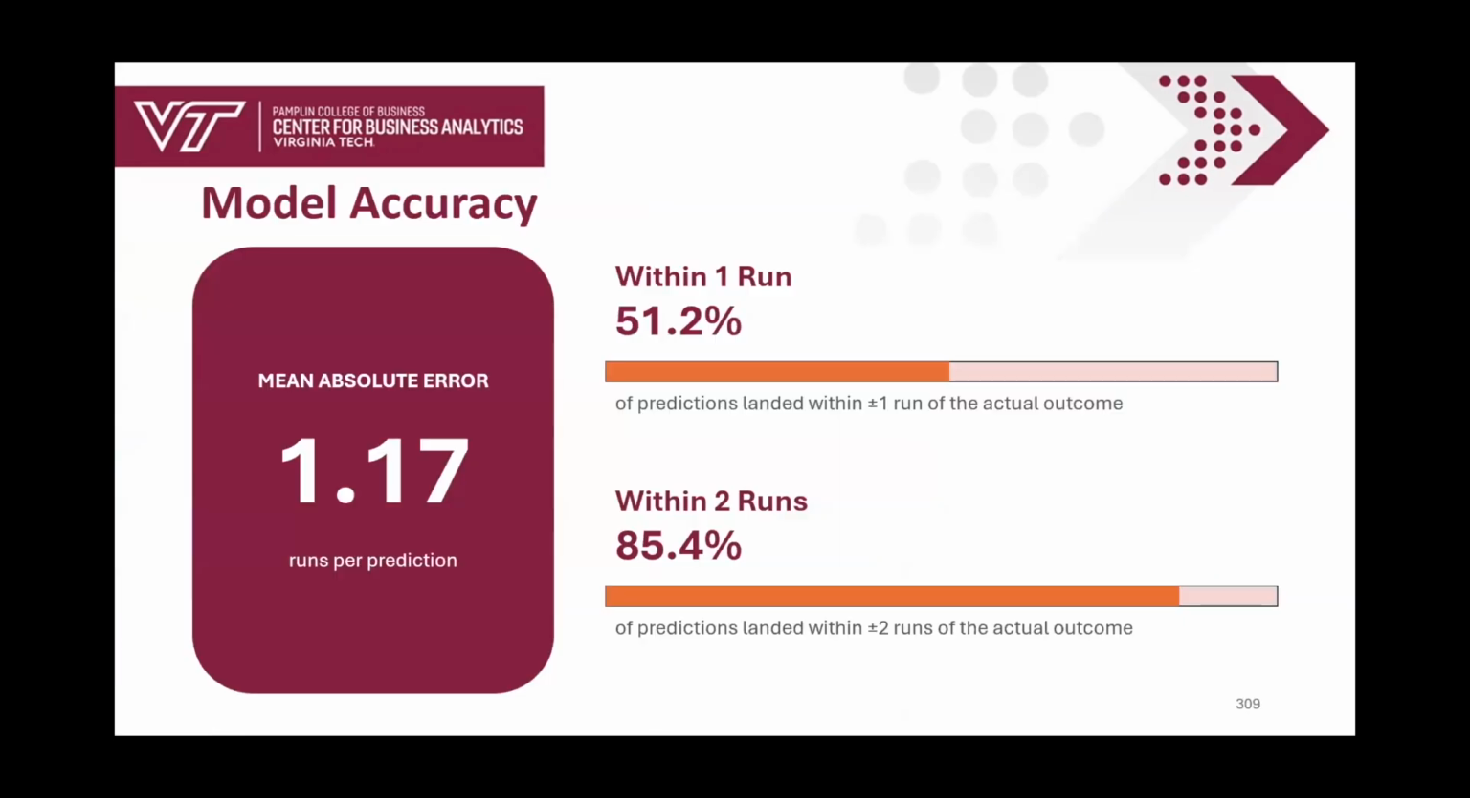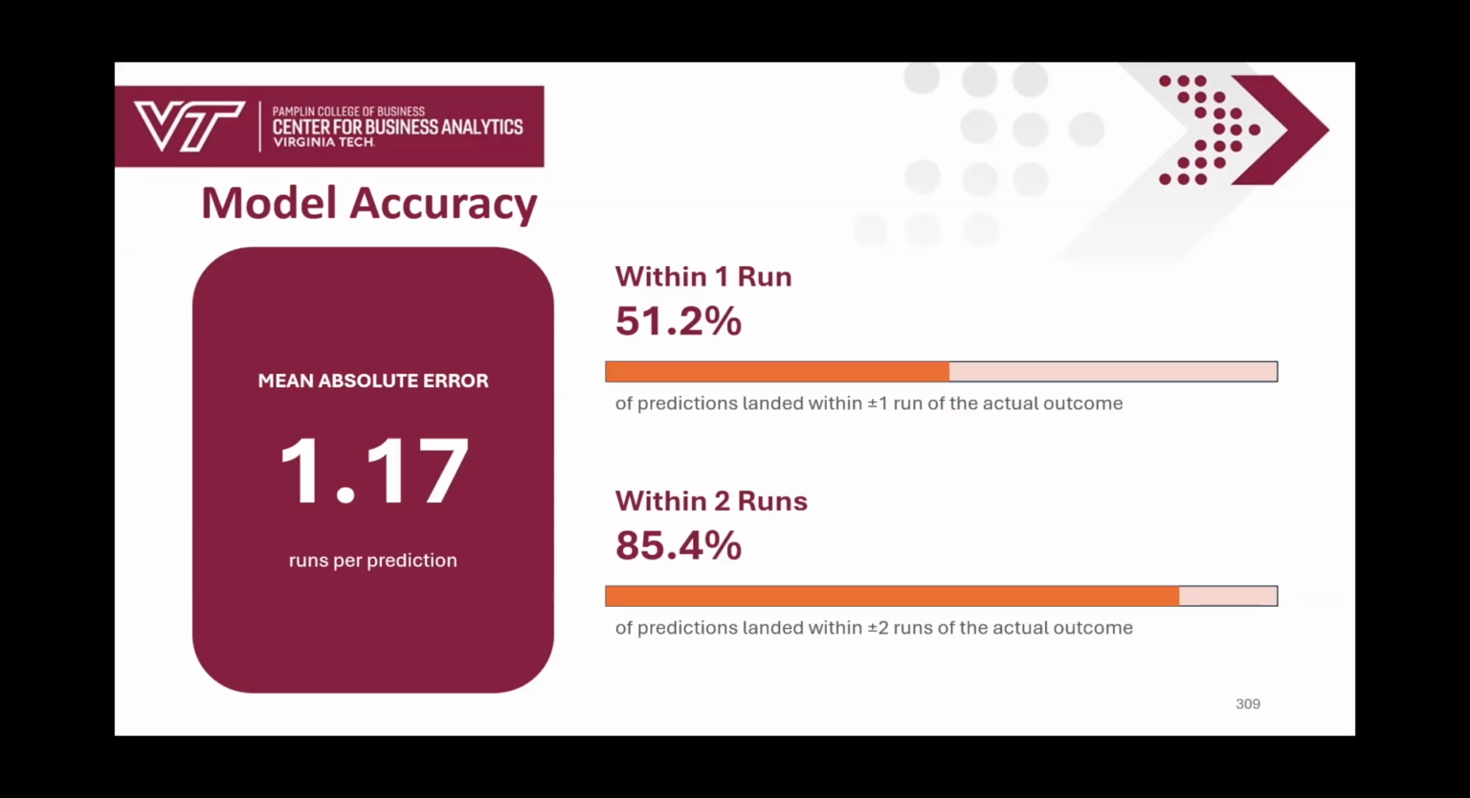Thank you, Connor. So our mean absolute error per prediction was 1.17 runs, which is exceptional in sports where there are so many variable outcomes in the game. The team also performed exceptionally well, reaching their first conference championship game since 2012. So really nice that we were able to help them achieve those goals.